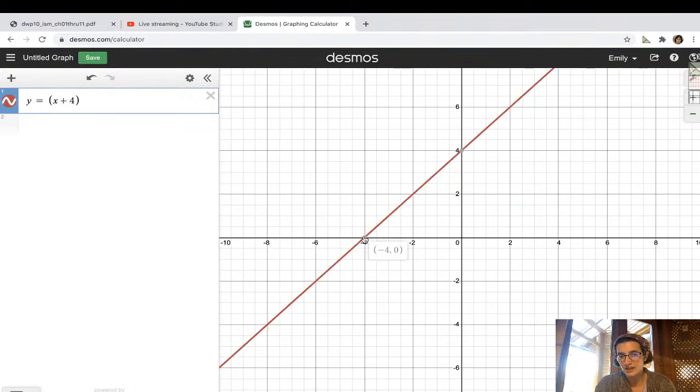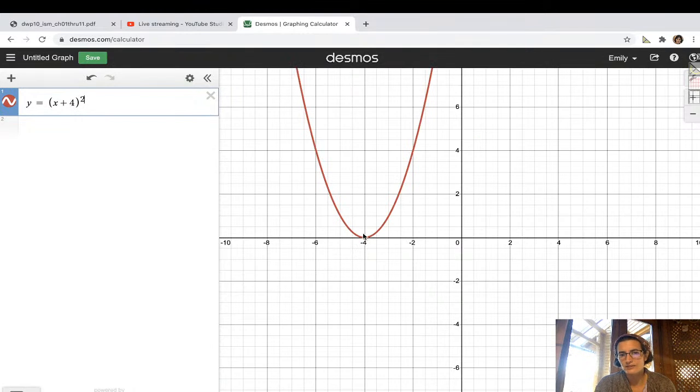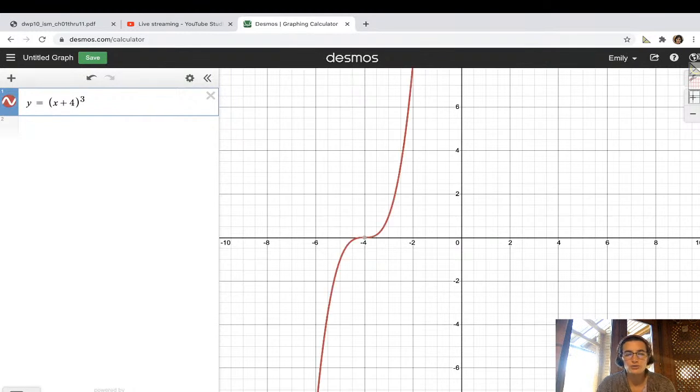X equals negative 4 is my solution when y equals 0. If I square that, it's still the only solution, but we say x equals negative 4 with a multiplicity of 2. If I do cubed, look at that, I still only have this one real 0. So what do I say? X equals negative 4 with a multiplicity of 3.